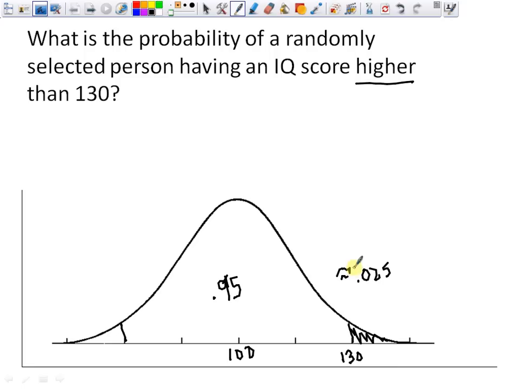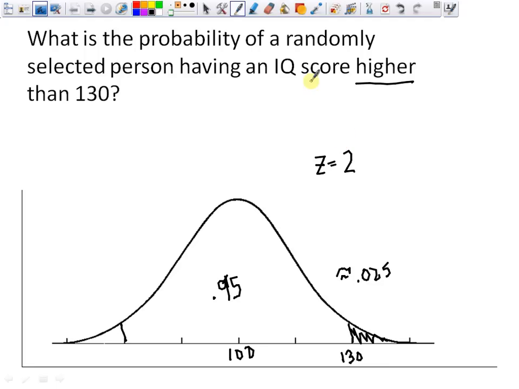Now we can get a better answer by using something that we call a z-score. What a z-score is, is how many standard deviations above or below the mean a value is. 130 is 2 standard deviations above the mean. So our z-score is 2.